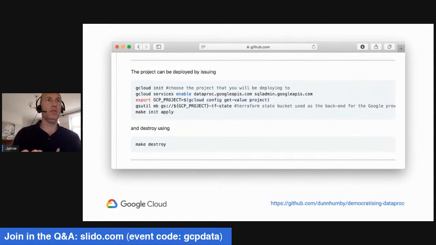We create a bucket, and then we can run a make command, which will actually go and deploy this infrastructure for us using Terraform. And we can tear it all down again by using make destroy. So if you wanted to, you could go and clone that project right now, run these commands, and if everything works okay, which I think it should, you could have yourself an infrastructure running multiple Dataproc clusters, all sharing the same Hive metastore instance within 10 minutes, should you so wish to.